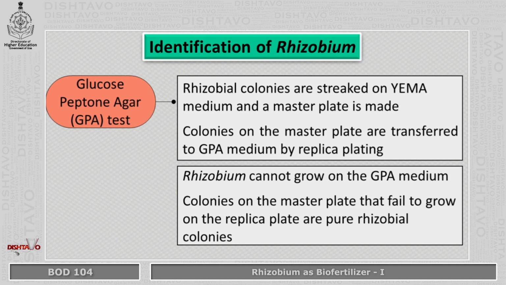Glucose peptone agar test. This is the confirmative test to test the purity of rhizobial colonies. Rhizobial colonies are streaked on YEMA medium and a master plate is made. Colonies on the master plate are transferred to GPA medium by replica plating. Rhizobium cannot grow on the GPA medium. Colonies on the master plate that fail to grow on the replica plate are pure rhizobial colonies.